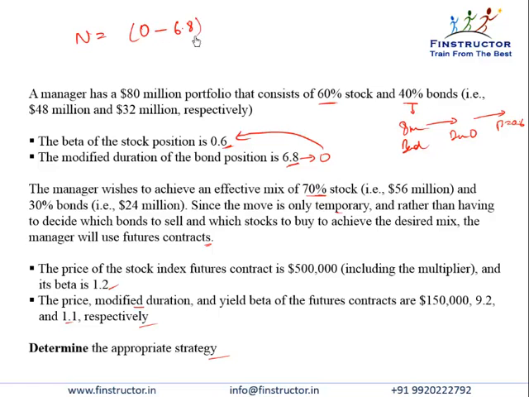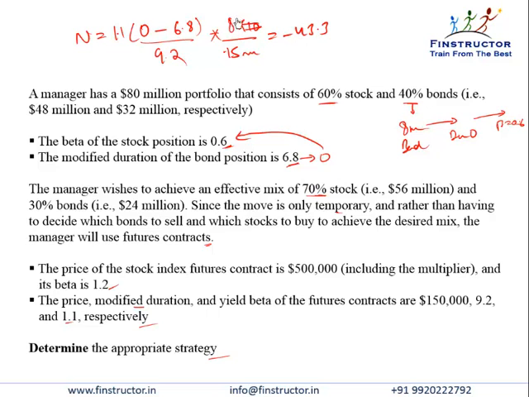So the number of contracts needed to make the duration 0 would be equal to the target duration minus the current duration, divided by the duration of the futures, that is 9.2. Since yield beta is also given, we will multiply it with the yield beta of 1.1, multiplied by the value of the portfolio, that is 8 million, divided by the value of one futures contract, that is 0.15 million. So N comes out to be minus 43.3. So approximately 43 bond futures contracts need to be short.